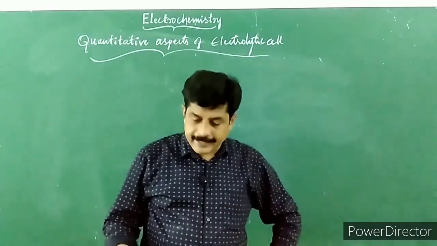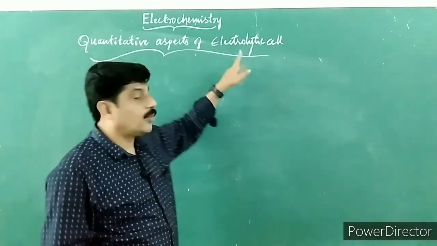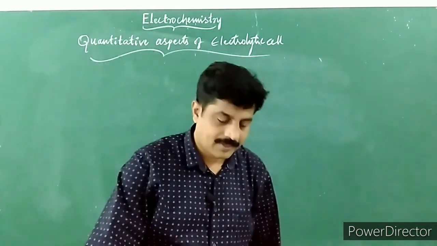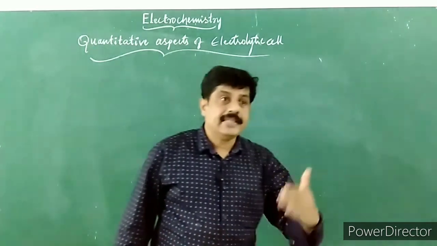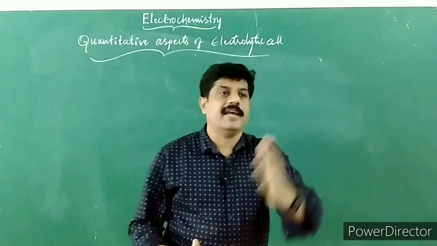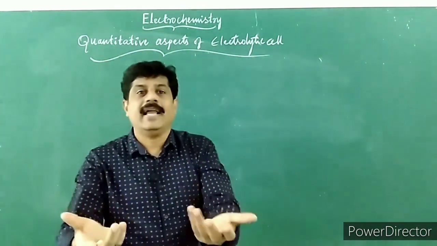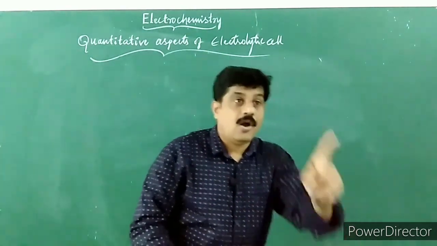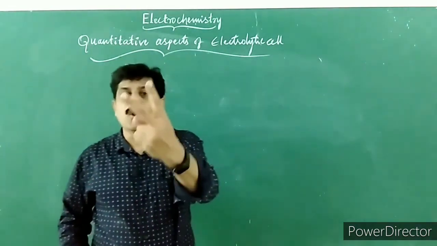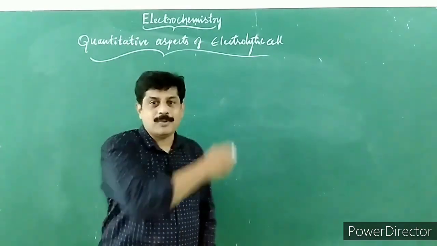Children, let me take up the next topic, that is quantitative aspects of electrolytic cell, which is very important for the examination. Children, in the year 1834, a great scientist called Michael Faraday studied the quantitative aspects of electrolysis and electrolytic cell. On the basis of his studies, he formulated 2 laws known as Faraday's laws of electrolysis. Let me put it on the board.